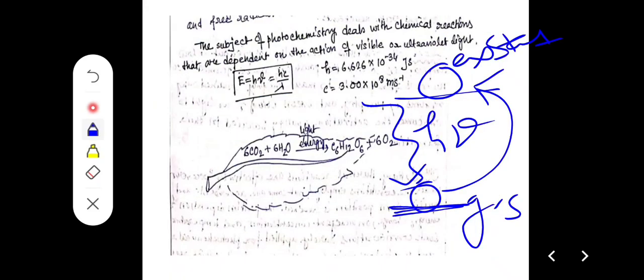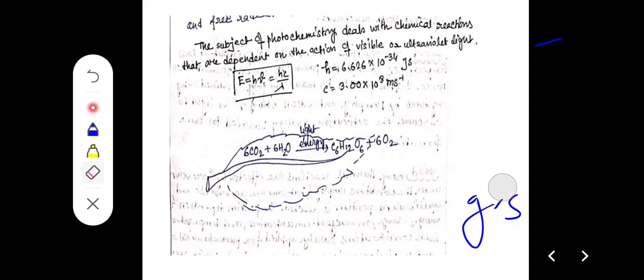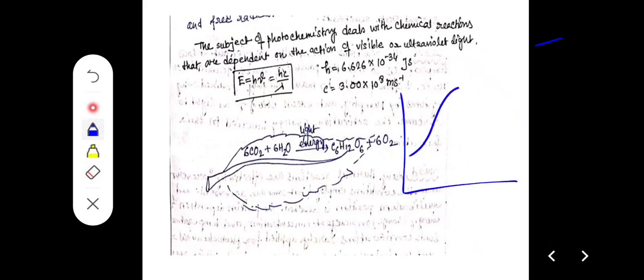For example, if we draw an energy diagram, suppose that is the reactant, and that should be the product. Obviously the product is more stable, so less energetic, so the energy gap is lower than that of the reactant. That means the product gains more stability. The reaction is exothermic, heat is released.